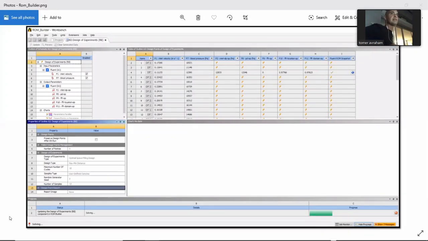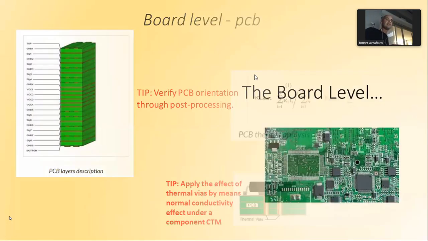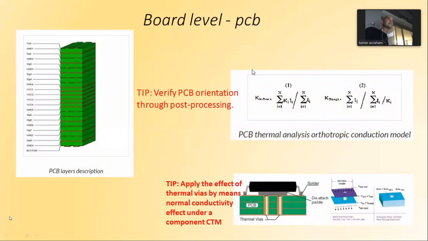Share the screen. Go to the board level, the PCB. What we usually do, we have two things that we do. The old version, and the one that I believe in, and I'll tell you in a second why I believe in it, is to look at the PCB.